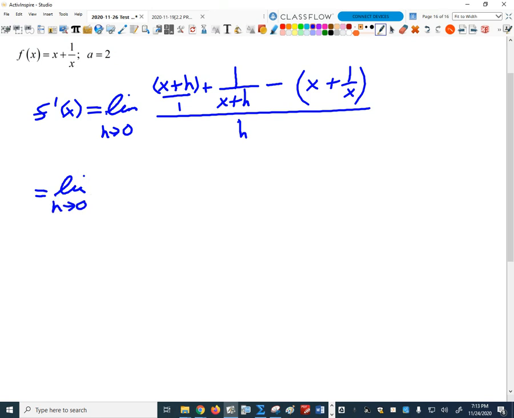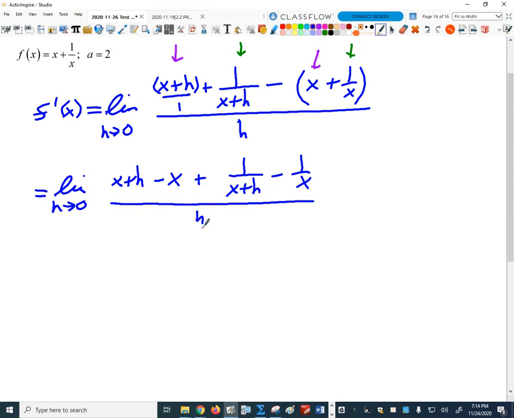So let's take these terms without denominators together. We'll just commute some of this stuff. We'll distribute the negative and commute some terms. So we get the limit of x plus h minus x, there's those two terms, plus 1 over x plus h minus 1 over x. So we got those two terms all over h as h goes to 0.